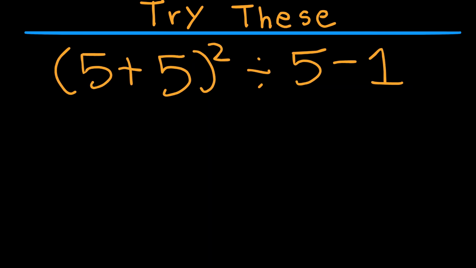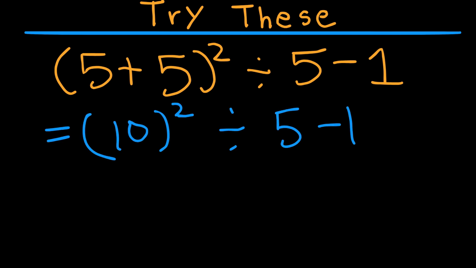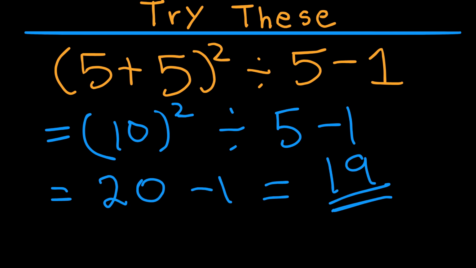Here's another problem. First, solve the parentheses. 5 plus 5 will be 10. Now you will have this expression. Now you need to solve for exponents. 10 times 10 will be 100. Now 100 divided by 5 minus 1. You need to divide 100 by 5, which will be 20, minus 1. Your final answer should be 19.